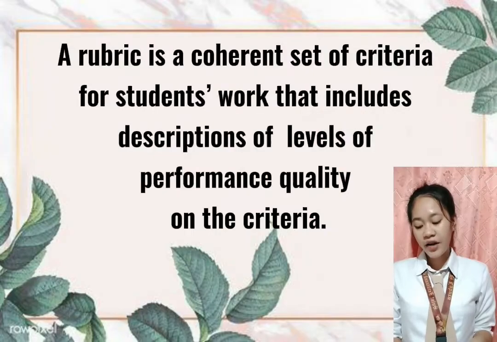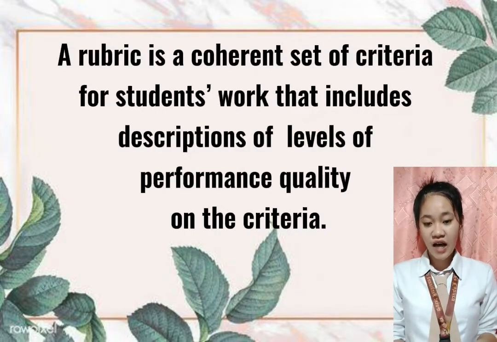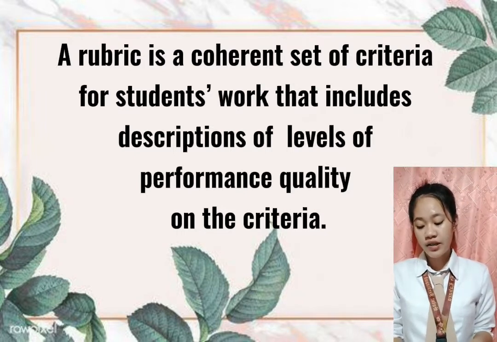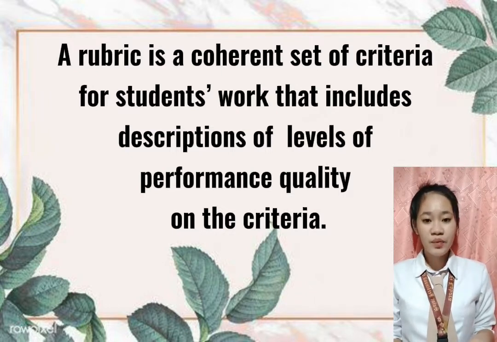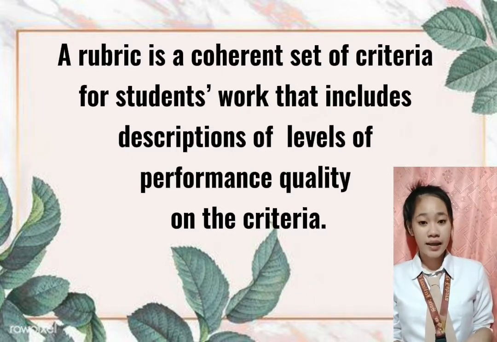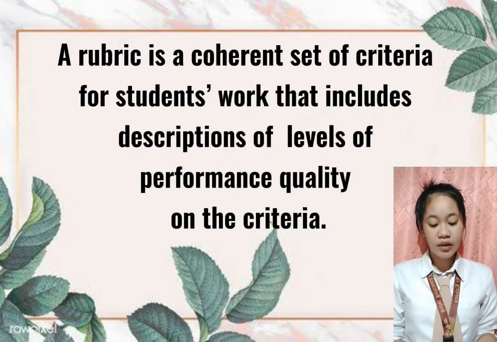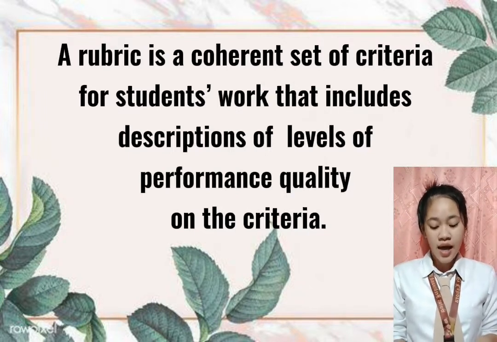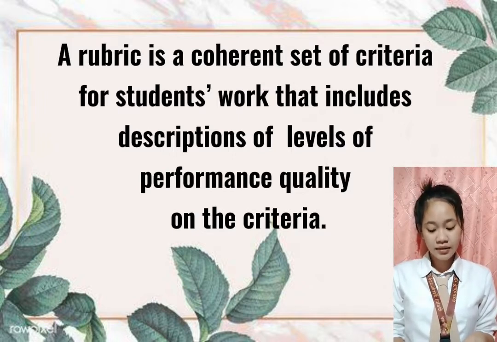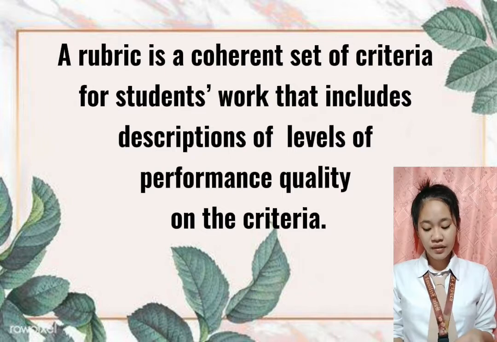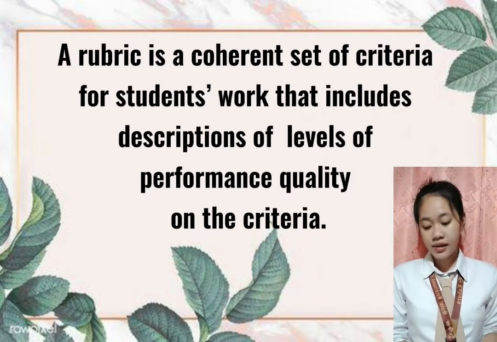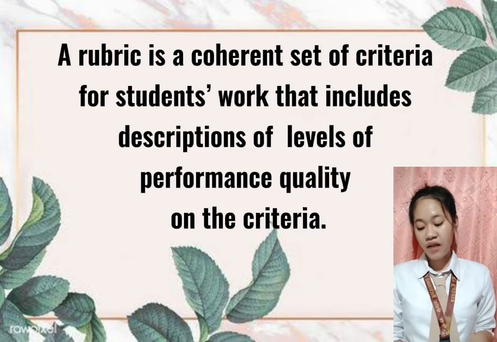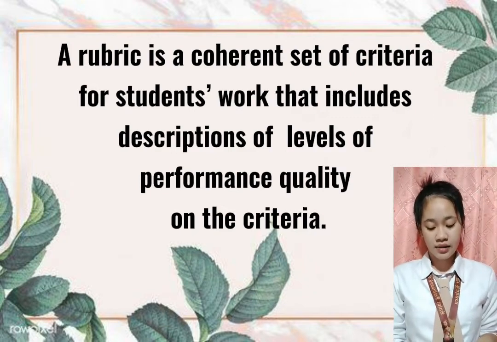Scoring rubric. A rubric is a coherent set of criteria for students' work that includes descriptions of levels of performance quality on the criteria. So rubrics by this definition differ from rating scales, which have criteria but no performance level descriptions. It facilitates student self-assessment, facilitates teacher and peer feedback, and helps students envision what to do to improve their work. So, the main purpose of rubrics is to assess performance made evident in process and in products.